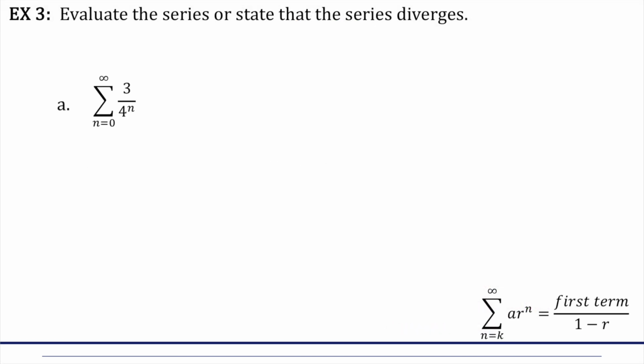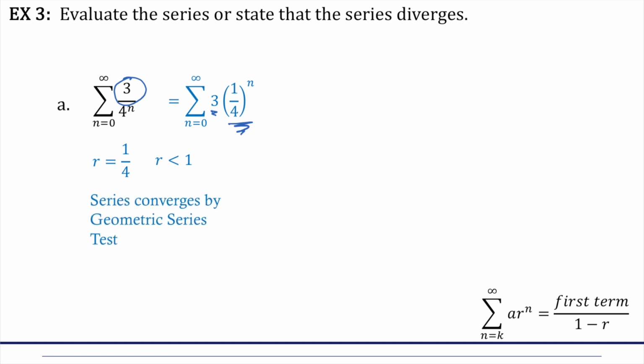So we'll practice this. Evaluate the series or state that the series diverges. Sometimes the first thing we have to do is rewrite a series to make it look like what we're used to. So 3 over 4 to the n. Kind of tough to see the common ratio there, but if I pull out the 3 in front, I can rewrite it as 3 times 1 over 4 to the n. And now I can really see it. I have a common ratio of 1/4. That is less than 1.